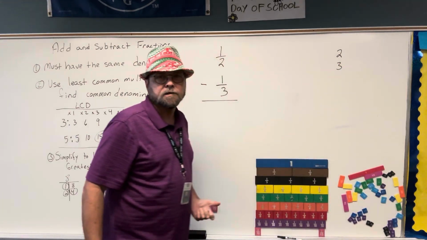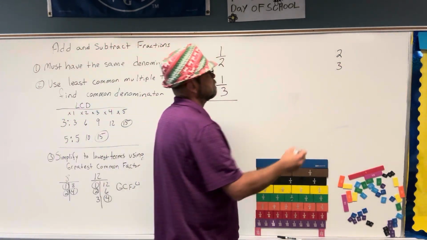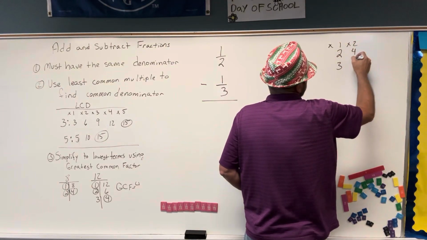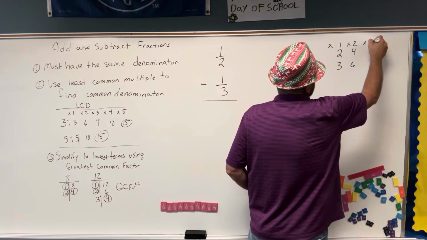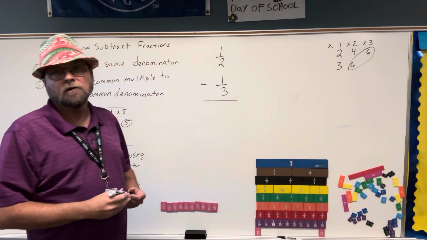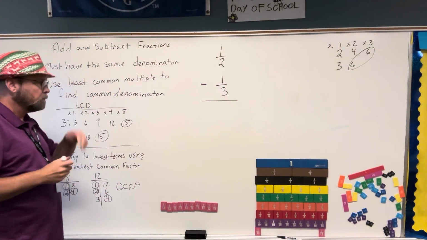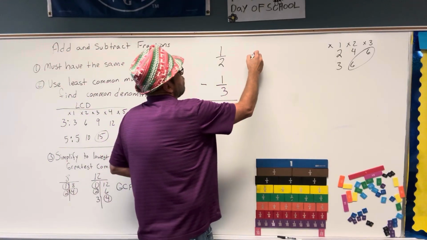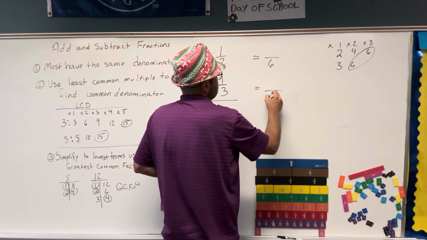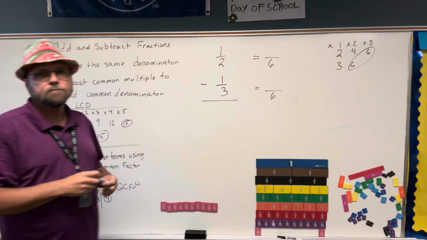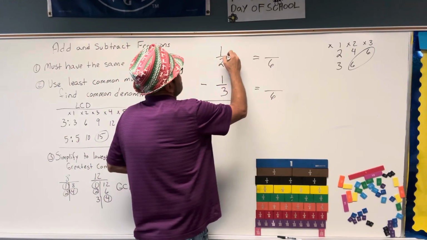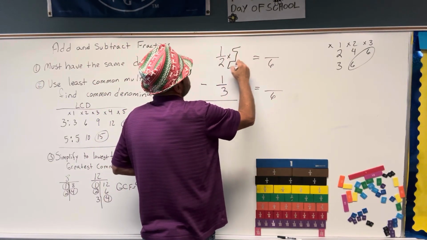If you have your multiplication chart, all you got to do is look at your multiplication chart and find the first one that shows up in both of them, which in this case is 6. So 6 is going to be my least common denominator. So I'm going to change these so that they both have a denominator of 6. I need to multiply by a fraction that equals 1.